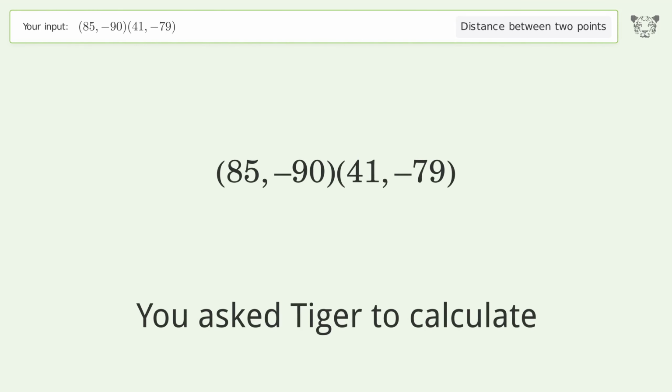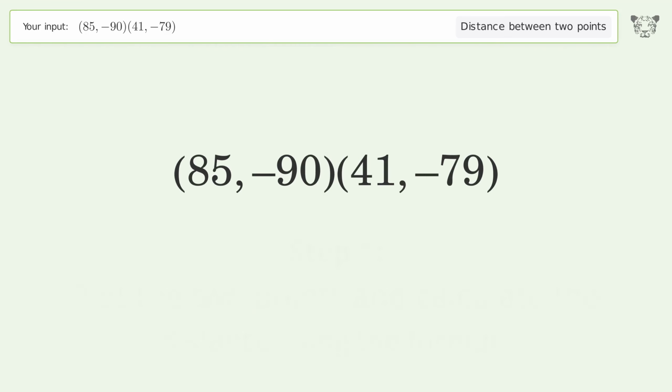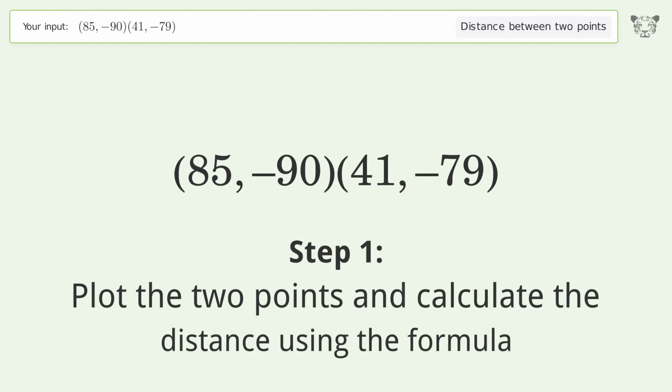You ask Tiger to calculate. This deals with the distance between 2 points. The distance between the 2 points is the square root of 2057 or 45.354. Let's solve it step by step. Plot the 2 points and calculate the distance using the formula.